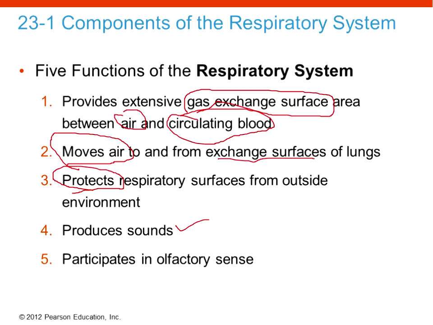Another thing we'll look at is the production of sound. You looked at this in lab with vocal cords and vocal folds, and how air passing over these vocal folds produces vibrations, and those vibrations produce sounds when we speak. That is what happens. It also participates in olfaction. We won't look at that too much, but it is part of the overall process. All right?